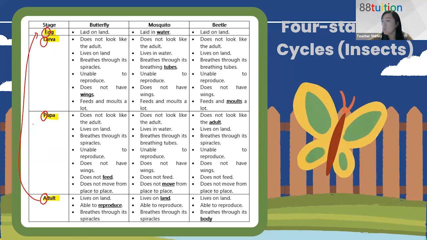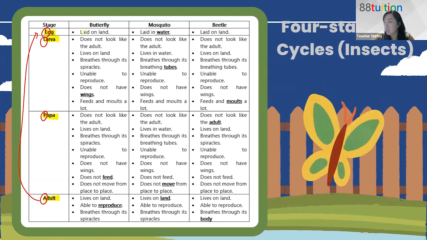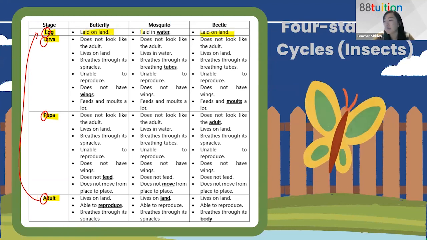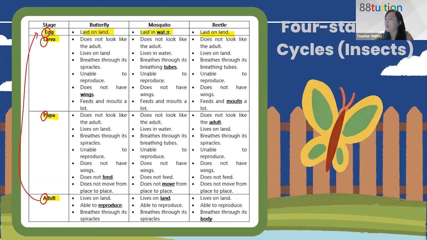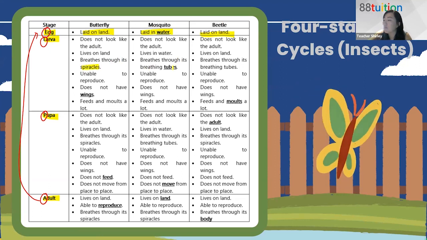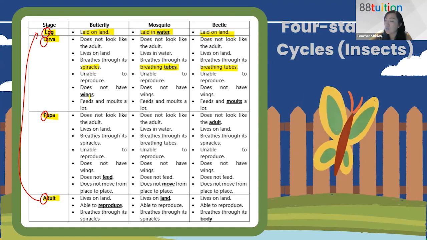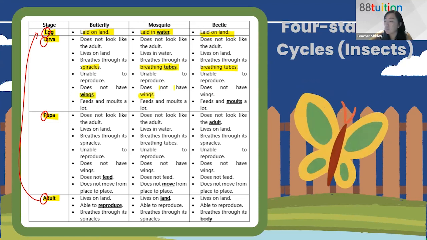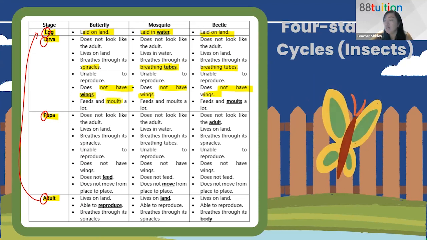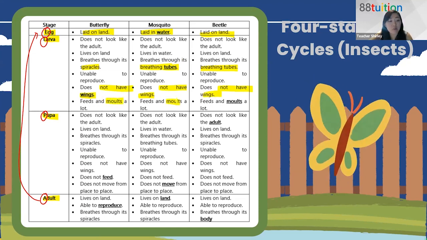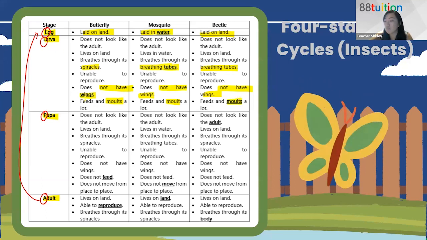All right. So the butterfly is laid on land, the beetle is laid on land, but the mosquito lays its eggs in water. I think this one you're quite familiar with. They breathe through spiracles, breathing tubes. They do not have wings. As usual, as long as it's an insect, it will molt. They feed and molt a lot.